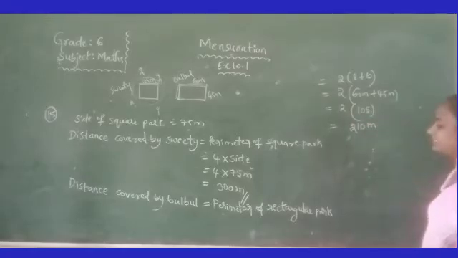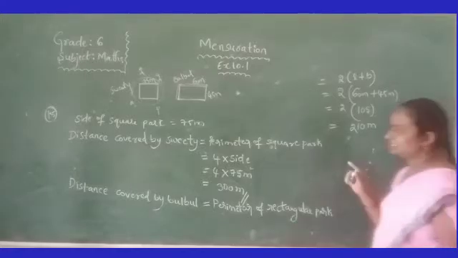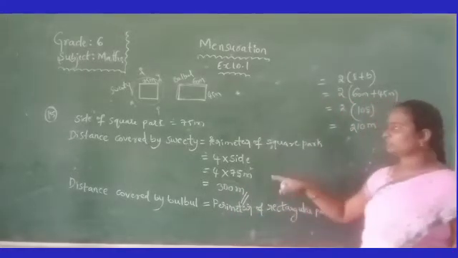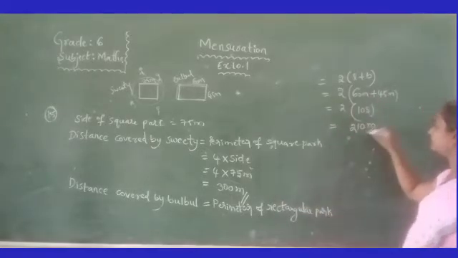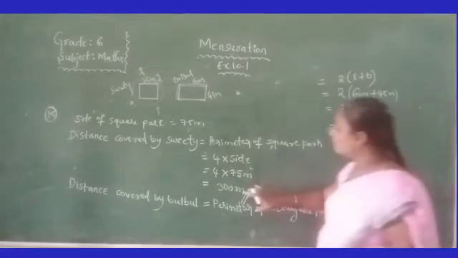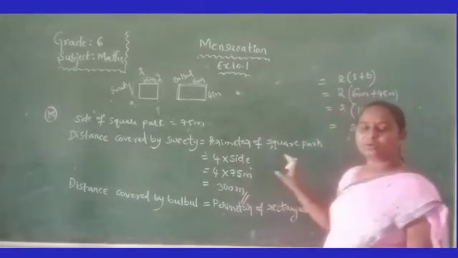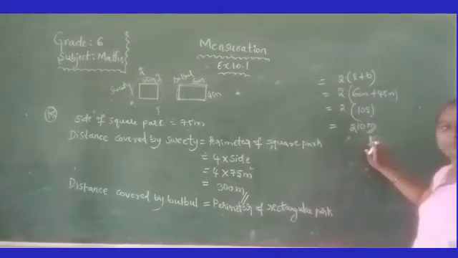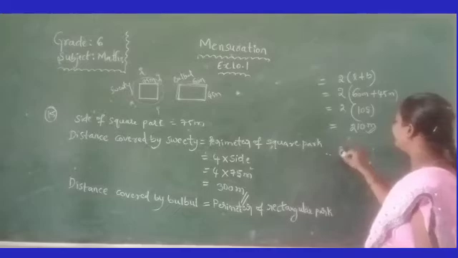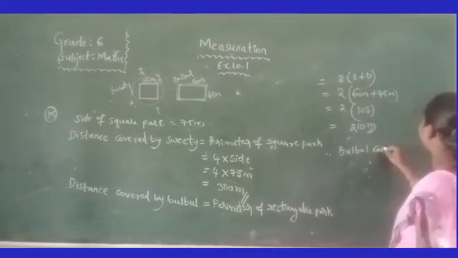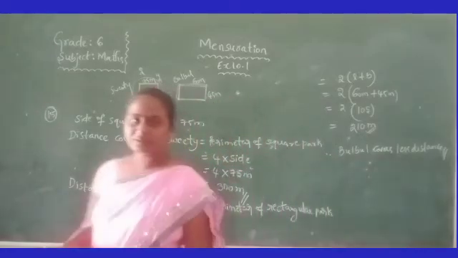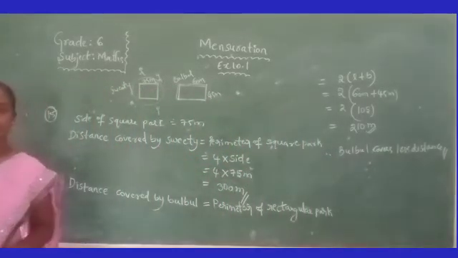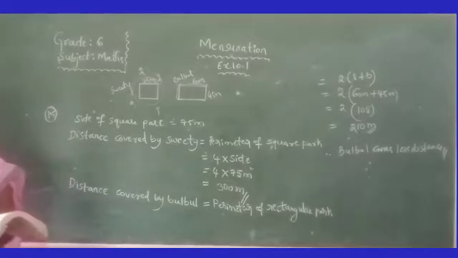So 210 meters. Now compare: Sweetie runs 300 meters around the square park. Bulbul runs around the rectangular park with a distance of 210 meters. Now who covers less distance? Bulbul. Therefore, Bulbul covers less distance. Okay, right. So surrounding means you have to find the perimeter. Okay? Right. See children, 16th question.